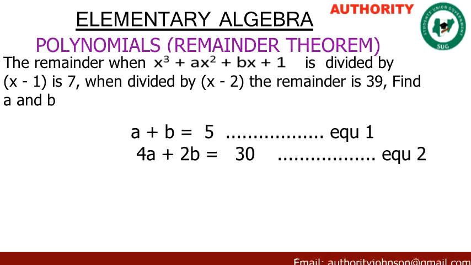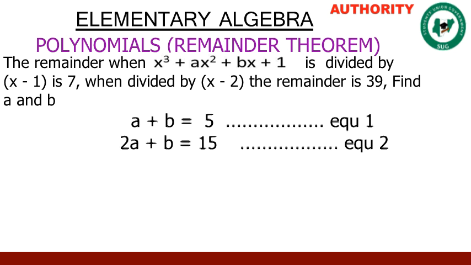Alright, we have two equations. Number 1, a plus b is equal to 5. Number 2, 4a plus 2b is equal to 30. Now, in this second equation, I think we can still do something there. Let's reduce it to the lowest term. Let's divide everything by 2. So we have 4a divided by 2 plus 2b divided by 2 is equal to 30 divided by 2. So we're going to have 2a plus b is equal to 15. This is our new equation 2. So we have 2a plus b is equal to 15.